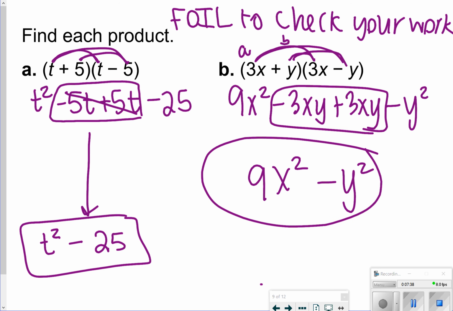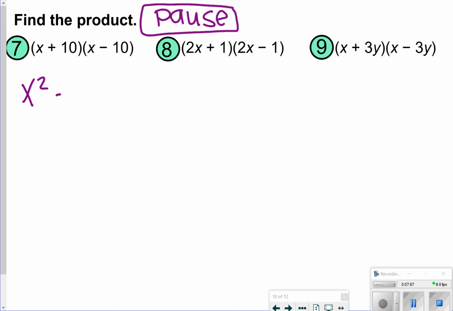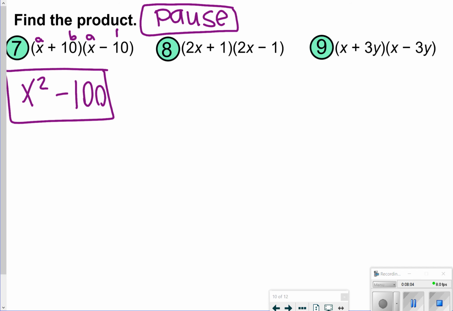Okay? So, let's try to maybe use the sum and difference pattern here to write your product. Let's go ahead and pause, thinking about what a and b are. Write your final result, and when you're done and ready to check, click play. Alright, so number 7 should be x squared minus 100. Here's a, here's b, a, b.